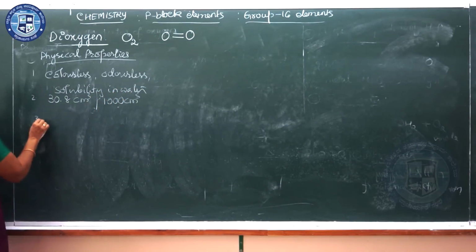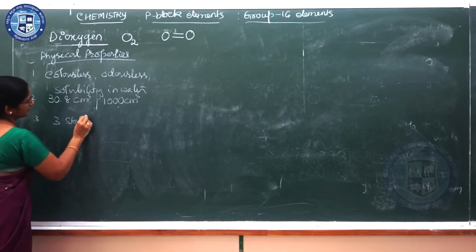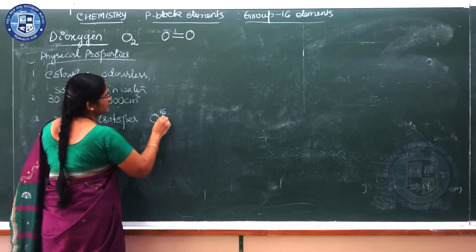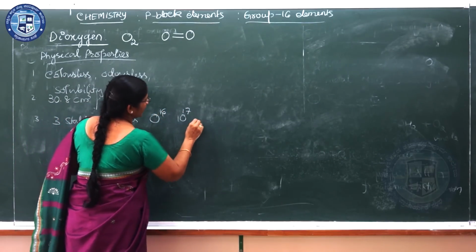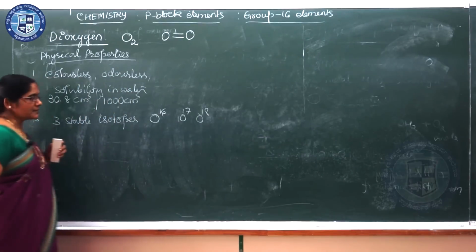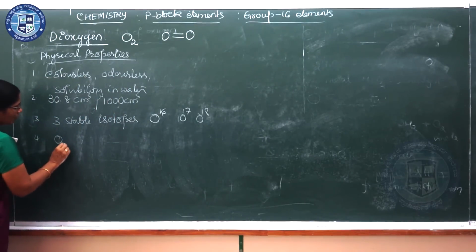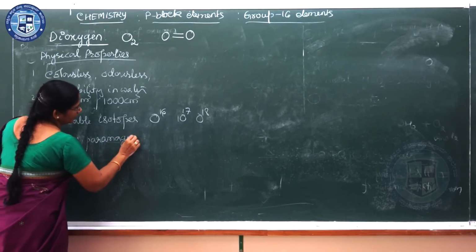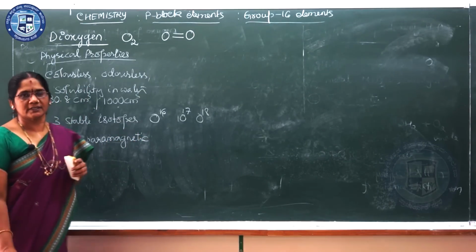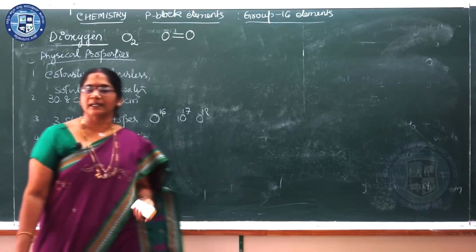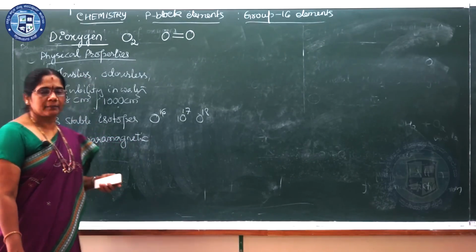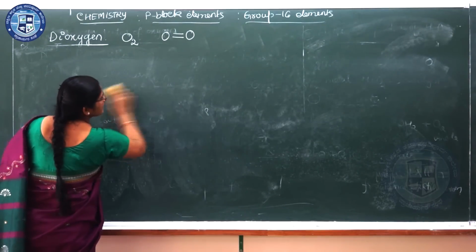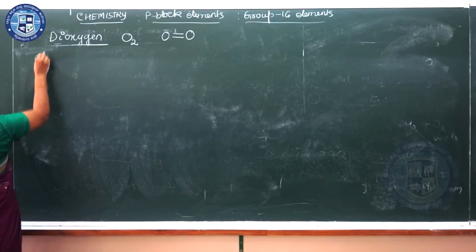Then it forms 3 stable isotopes: oxygen 16, oxygen 17 and oxygen 18 with these mass numbers. And one more thing you have to remember, O2 is paramagnetic. The paramagnetic property of oxygen is explained by using molecular orbital theory, which you have studied already in the chemical bonding lesson in the first year. So these are the physical properties. Next we will discuss the chemical properties.